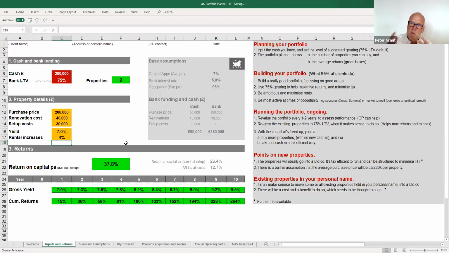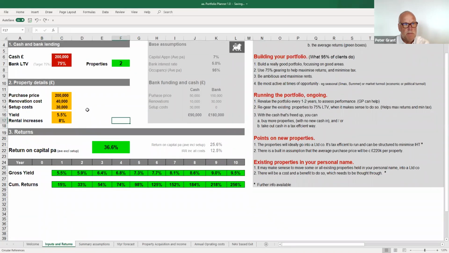So I always say you're better to focus on a great area and not get too hung up about the absolute starting yield. So we'll put that back to the way it was, 5.5 and 8%. In actual fact, we've been increasing our rents by 12% in the last 2 years. So we're actually outperforming that quite significantly. And obviously, the better the area, the more the rental increase will be.